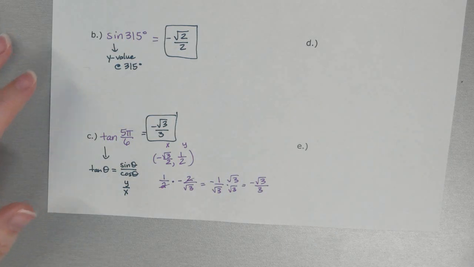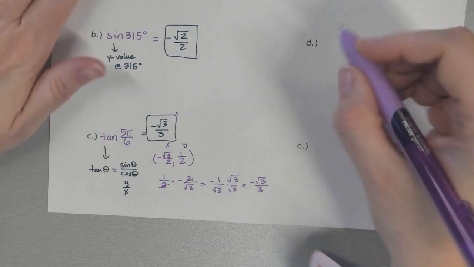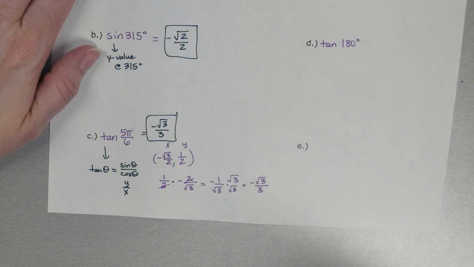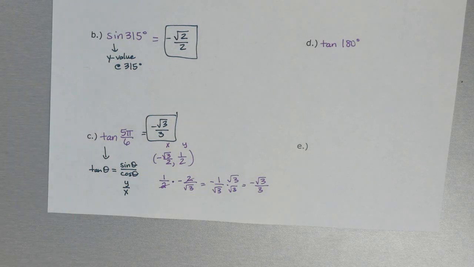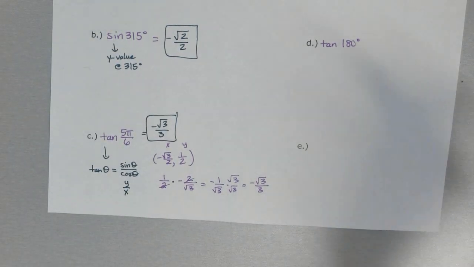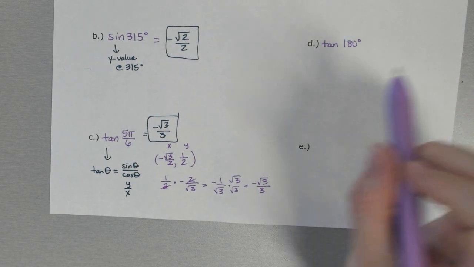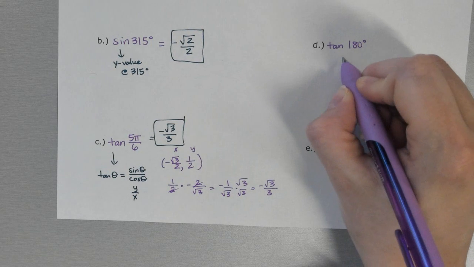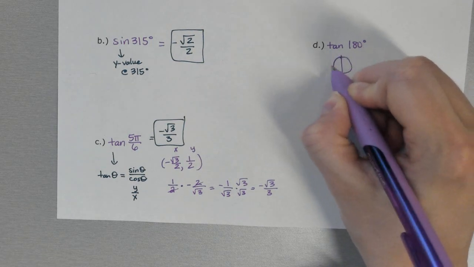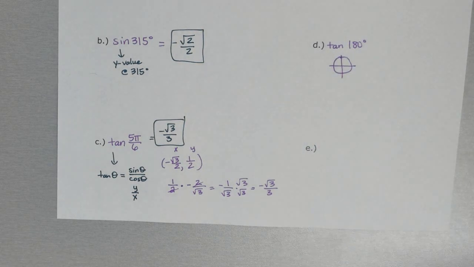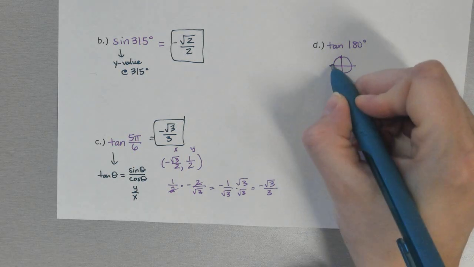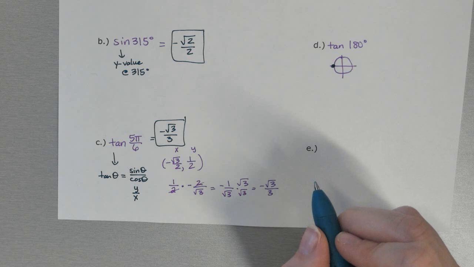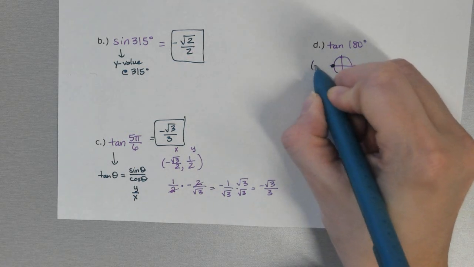Let's try the tangent of 180 degrees. When you're doing the tangent of 180, think about where this is on the unit circle. You'll see me drawing pictures often to represent where these are. Do you guys know that 180 is going to be right here? What's that point? Negative 1, 0. Yes, good. Negative 1, 0.